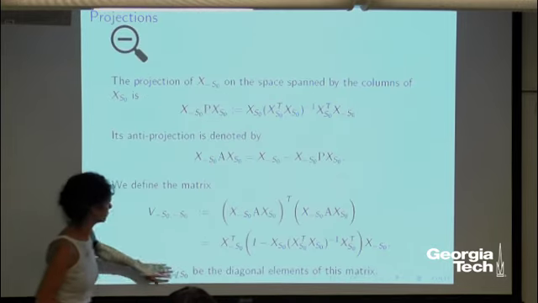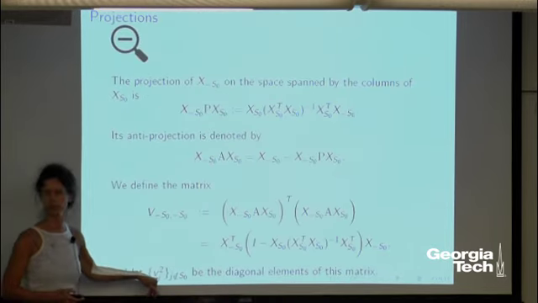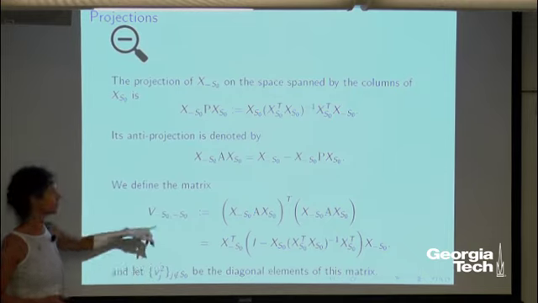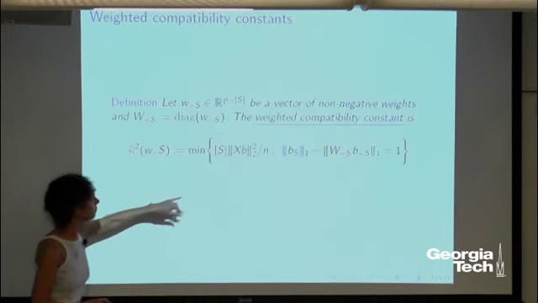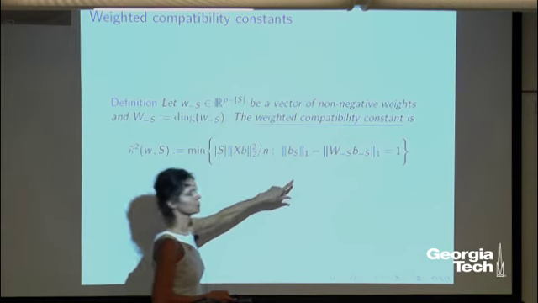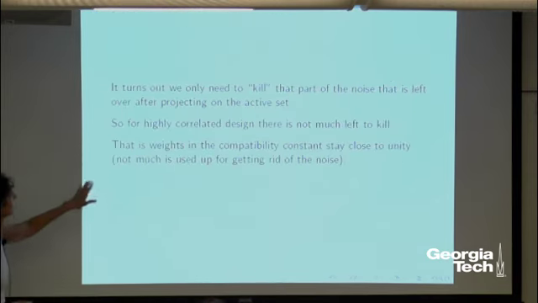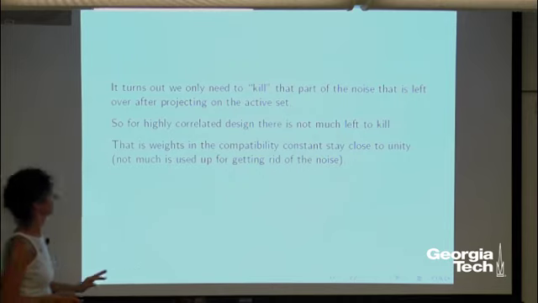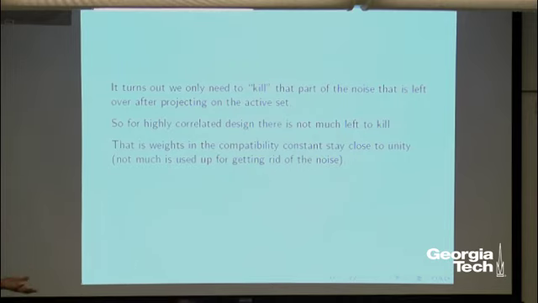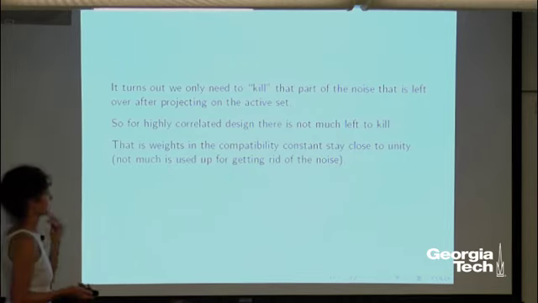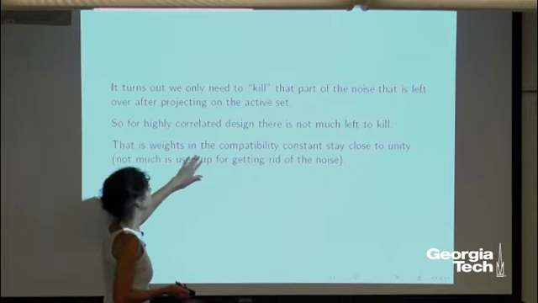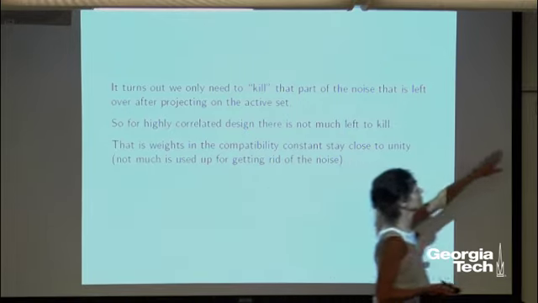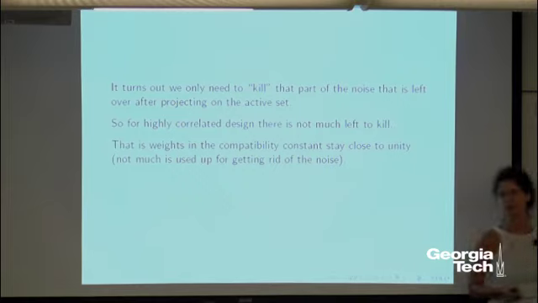Okay, so if there is more correlation, this will be very small, and then you put 1 minus that quantity in the weight, so it will be almost 1. So what I'm saying is, you only need to kill that part of the noise that is left over after projecting on the active set. So if you have high correlations, there's not much to kill. Okay, and then the weights stay close to unity, and then you can almost take the constant 1 here.